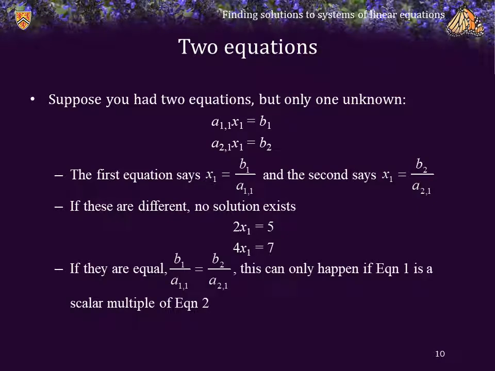Now, if they are equal, that is, these ratios are the same, this can only happen if equation 1 is a scalar multiple of equation 2. Here's one such example. In the first equation, I have that x1 is equal to 2.5, and in the second, we have that, once again, x1 is equal to 2.5, and you will notice that the second equation is negative 1.5 times the first equation.